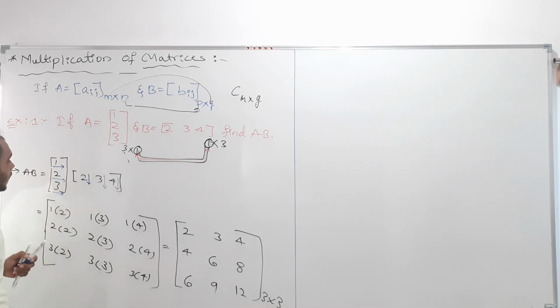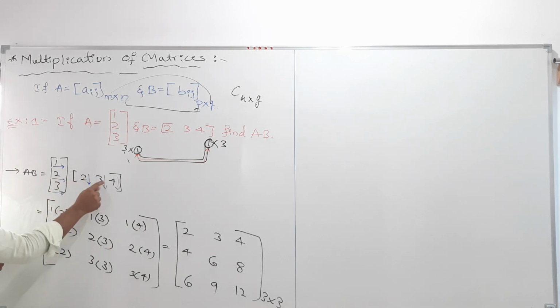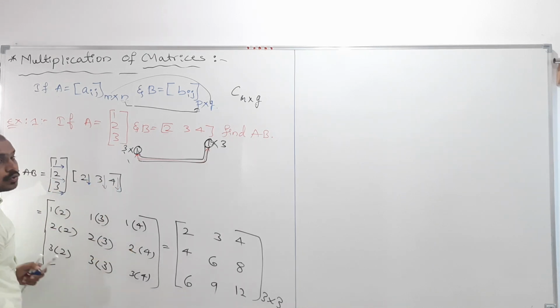Clear, my dear students? And next, second row first column 2 into 2, second row second column 2 into 3, second row third column 2 into 4.